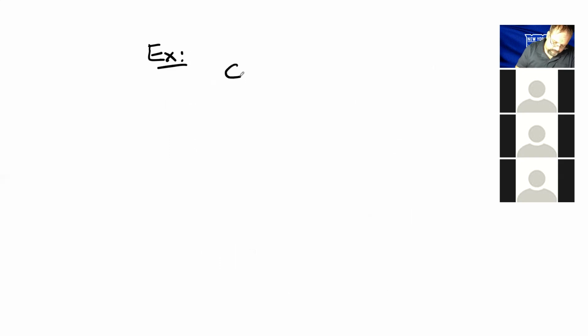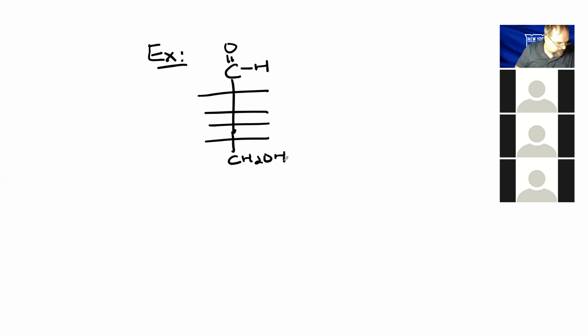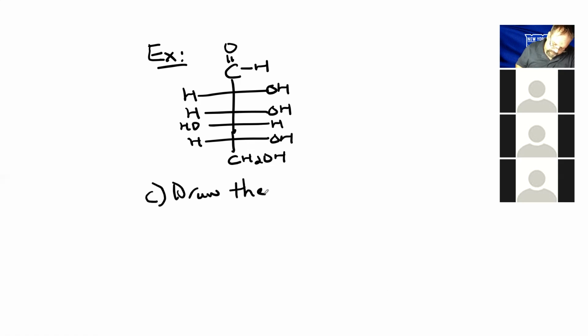Next. So let's stick with D-glucose. Part C: draw the alpha and beta anomers for D-glucose.